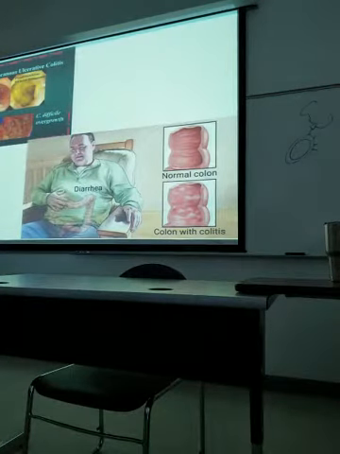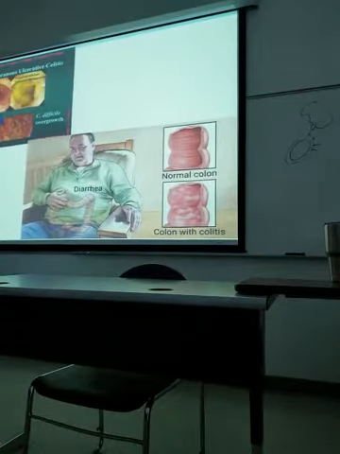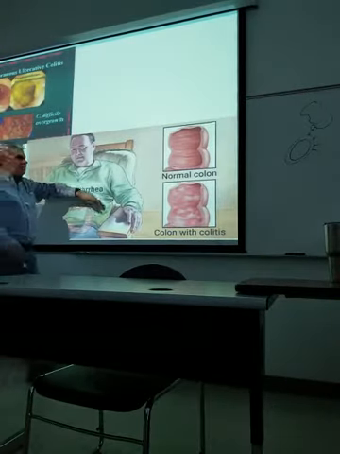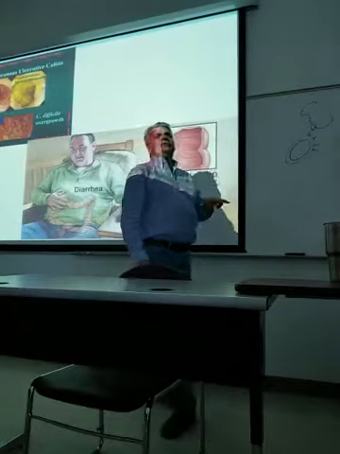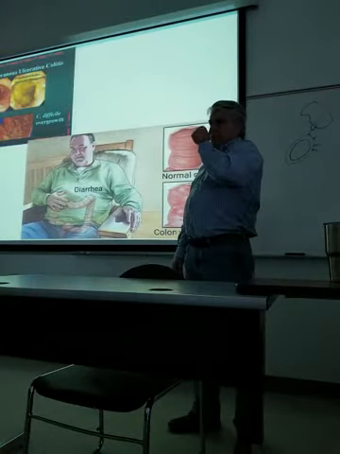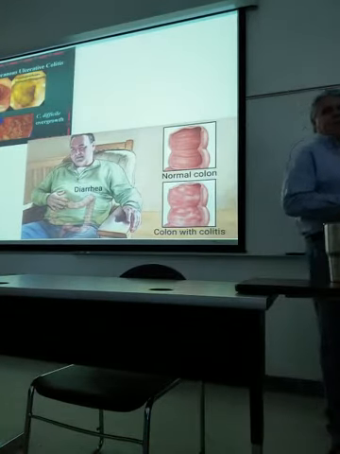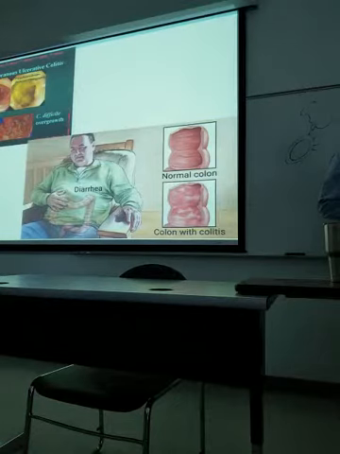So here's a normal colon, and here's pseudomembranous colitis. You see all the yellow in there? All this inflammatory response. When it gets too bad, that tissue just starts to get necrotic and slough off. And it's just bacterial overgrowth. And that can go away.